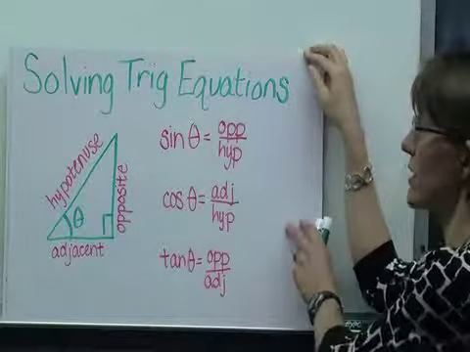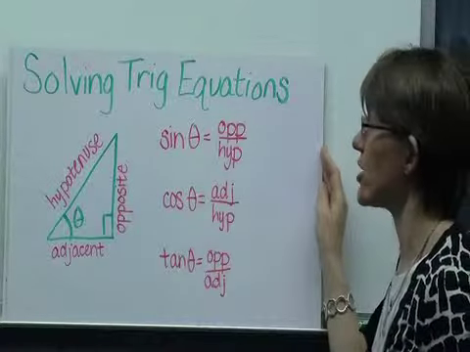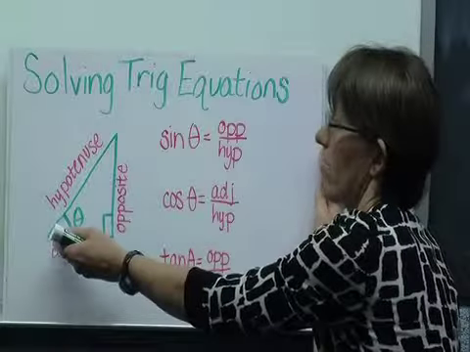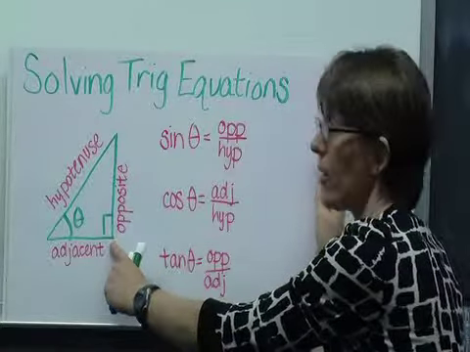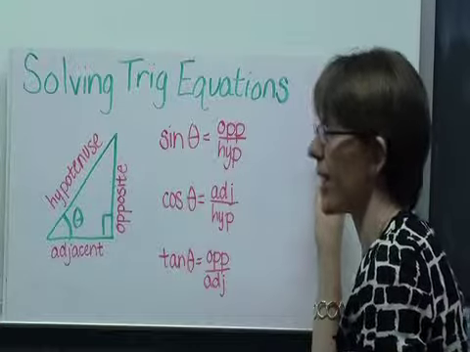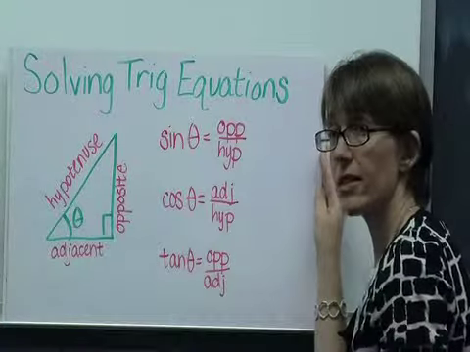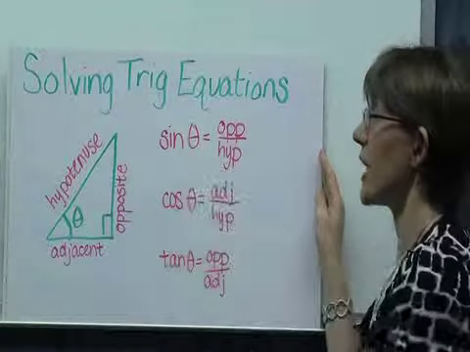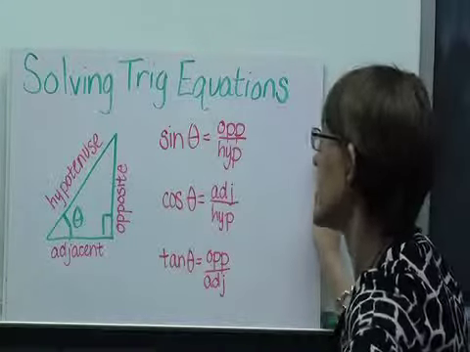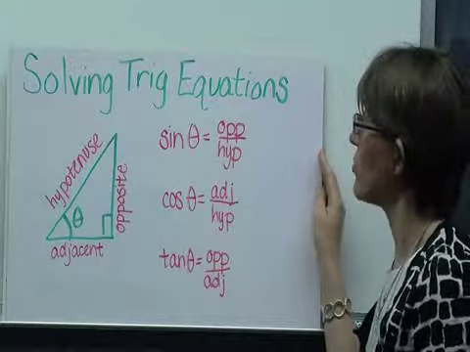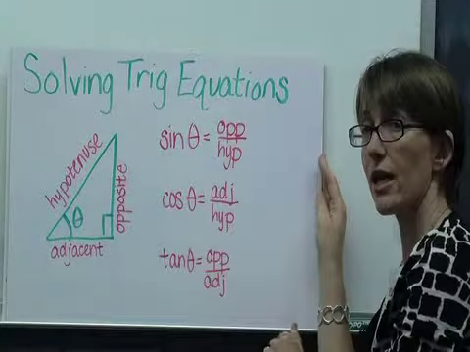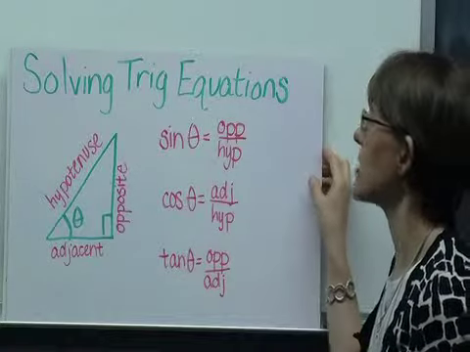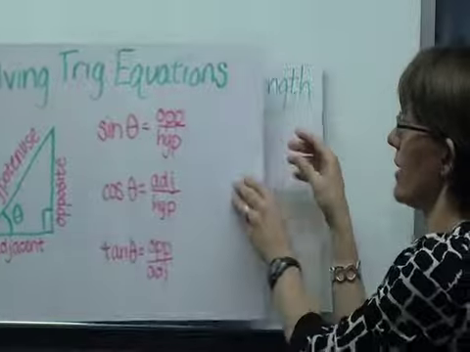Just a few reminders of things that will be helpful to you in solving trig equations, especially those involving the right triangle. Here's a triangle. It's obviously a right triangle because it has a hypotenuse across from the right angle. My angle theta is labeled, the adjacent side and the opposite side. The sine of theta is defined in the right triangle as the ratio of the opposite side to the hypotenuse. The cosine of theta is the ratio of the adjacent side to the hypotenuse, and the tangent of theta is the ratio of the opposite side to the adjacent side.